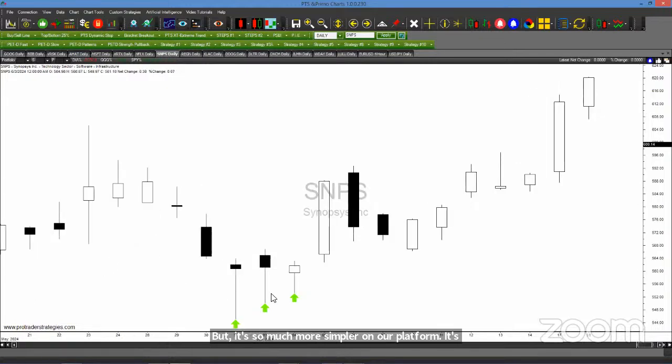SNPS, here's what we call a cluster. This is when you have more than 2, the more the better, because oftentimes these clusters are high probability setups. So we had a cluster of 1, 2, 3 buy signals, and look what happened in Synopsis. Straight up, okay? Went up after that, I believe about 60 points.